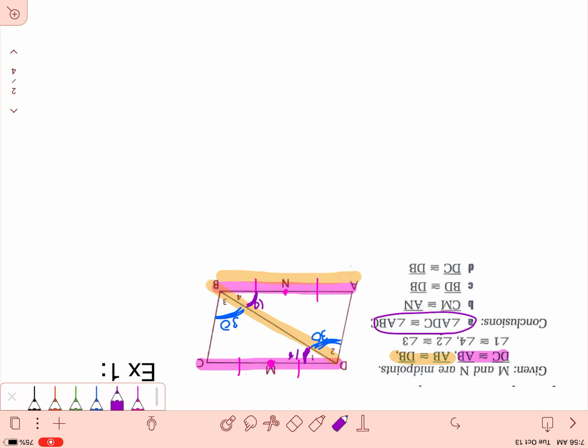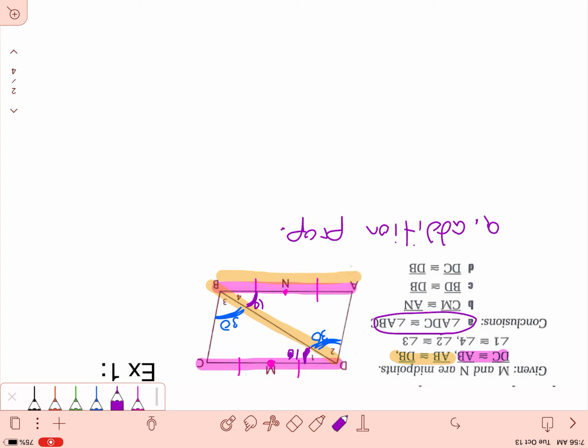Well, angle ADC would be 40. I added together 10 and 30. And angle ABC would be 10 plus 30, which is also 40. So because I'm adding, A would be the addition property.